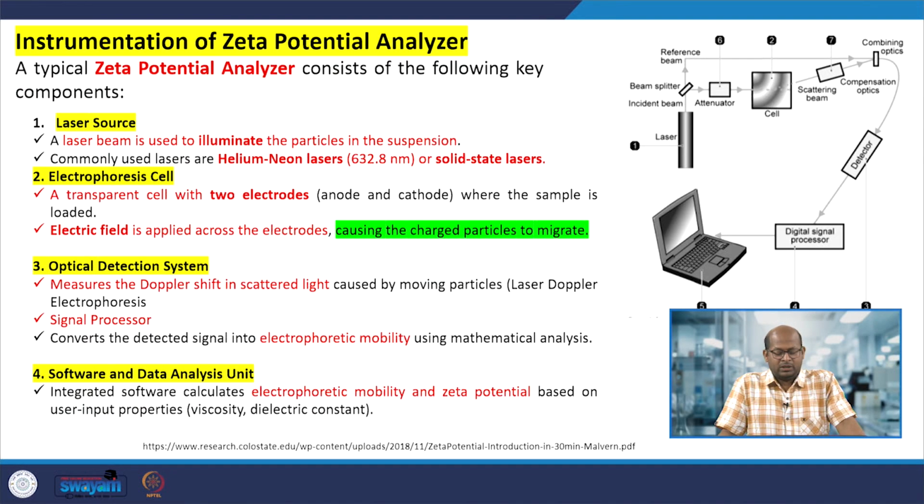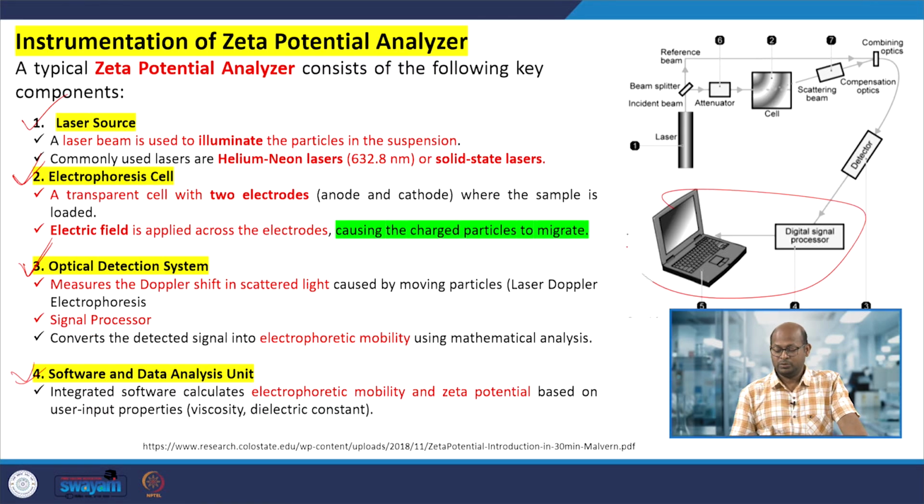Okay. So here the experimental setup is there, so you can see. The experimental setup consists of a laser source, electrophoresis cells, optical detection systems, and software. Using this setup, for a particular solvent in which charged nanoparticles are suspended and distributed, we can find out the zeta potential experimentally.